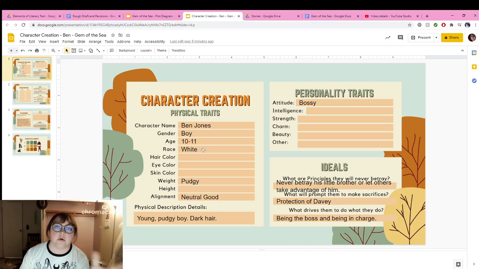Okay? In a normal situation, fill out all this stuff, hair color, blah, blah, blah. What are principles she'll never betray? She'll never betray the ocean, and she'll never betray her people and what they do. What will prompt them to make sacrifices? She'd probably sacrifice, like, if somehow they're going to destroy the ocean, she might give up something to protect that ocean. And what drives them to do what they do?